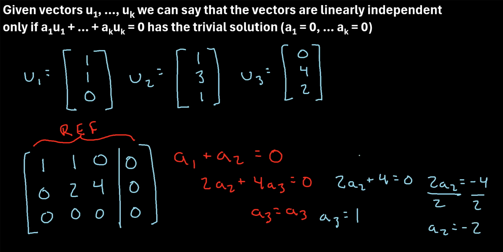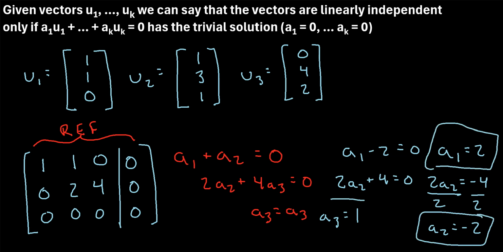And then knowing that, we can solve for a1 up here. So we have a1 minus 2 is 0. a1 must be equal to 2. So notice, we just found values for a1, a2, and a3 that satisfy the equation a1 times u1 plus a2 times u2 plus a3 times u3 is equal to 0. So since we found values that solve this equation and a1, a2, and a3 are not all equal to 0, that means that these vectors are not linearly independent. Or another way to say that is that they are linearly dependent.